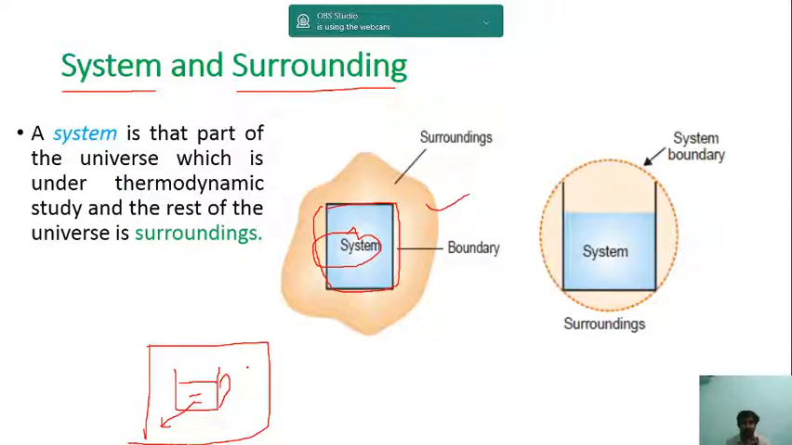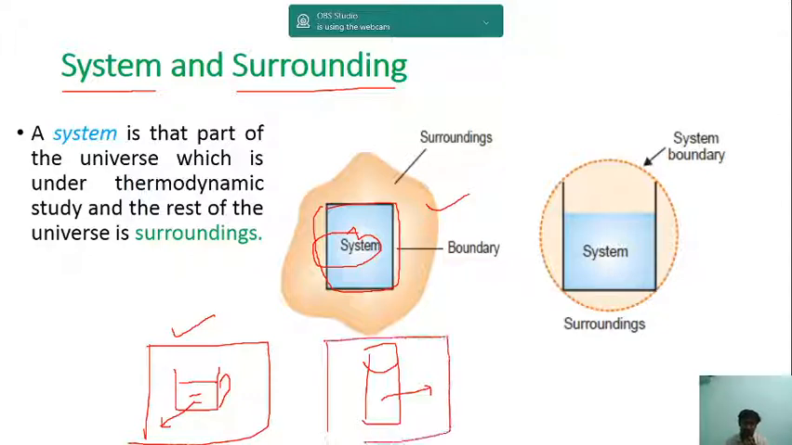And it is not a closed environment. Some environment it is kept in, and this system is called an open system. In the same way, if the coffee is taken in a flask, then inside the flask there is coffee which is called the system, and the flask is called the boundary, whereas this one is called the surrounding. And this is an example of a closed system.